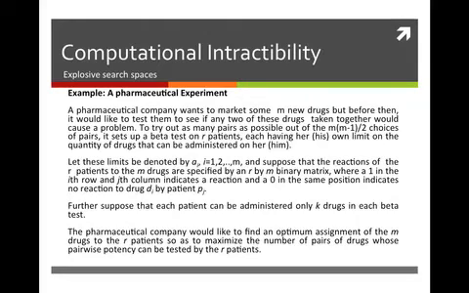So the example was that we had a pharmaceutical company that wants to market some new drugs, but before that could happen, that company would like to test to see if any two of these drugs taken together would cause a problem on patients. So what the company would do is try out as many pairs as possible out of the m times (m minus 1) over 2 choices of pairs.